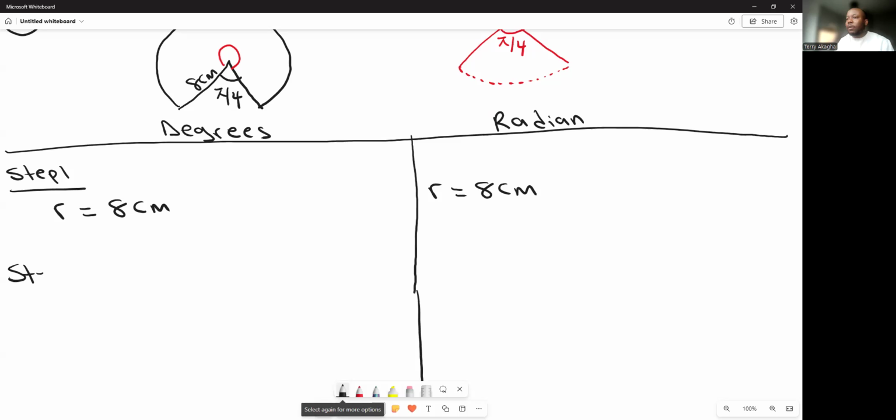The theta here. Now, in this case, because in radian, the theta is going to be pi over 4 radian, right? Because we're given in radian. But because I want to work in degrees, I have to convert to degrees. Does that make sense? So here, if I'm working in degrees, I have to convert that theta to degrees. So remember, we're going to convert the radian to degrees.